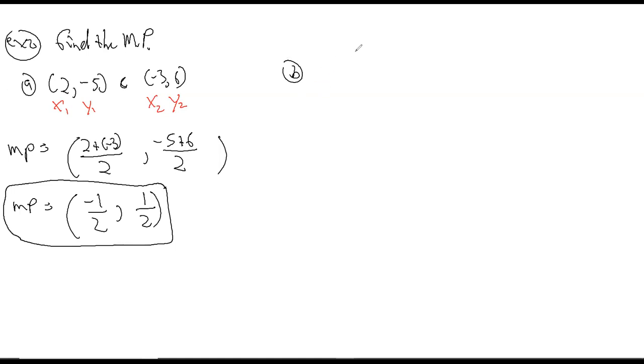For B, let's do (-5, 12) and (7, 20). Labeling, if you like, x1, y1, x2, y2.